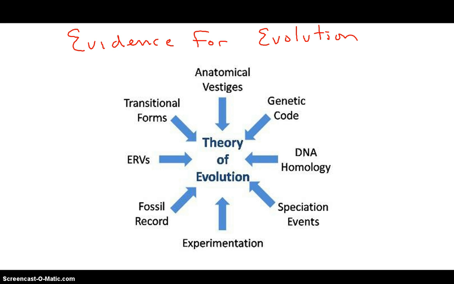Like the fossil record, transitional forms, we're going to look at the anatomy. We're going to look at the genetic code and DNA homology, so how closely related are individuals or different species in terms of evolution. So these are different types of evidence that we're going to look at that will help us explain how evolution is taking place.